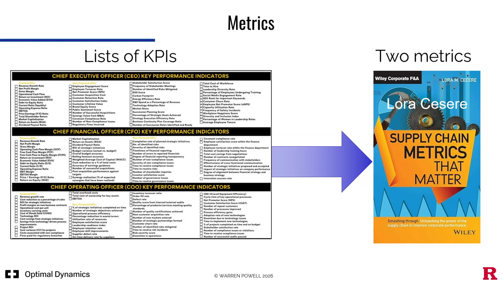Now, she likes two metrics. She likes operating margins and inventory turns, and she thinks these are the two that really pull together what you have to think about if you're aiming at, say, improving your stock price.